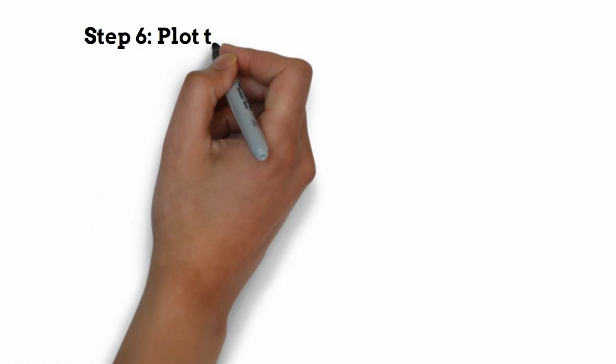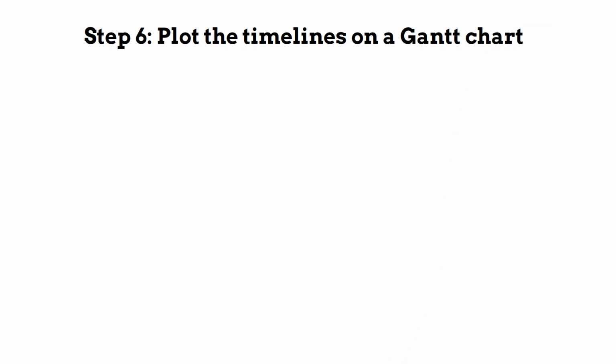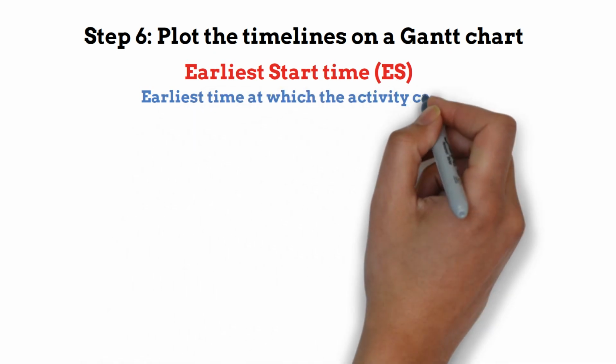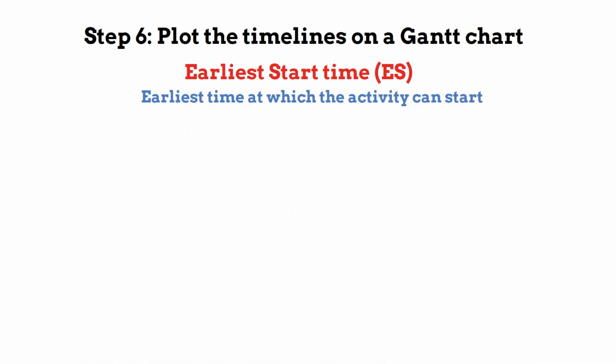Step 6. Plot the timelines on a Gantt chart. After identification of the critical path, we need to construct the Gantt chart with all the project timelines. Before constructing the Gantt chart, it is essential to understand a few terminologies. Earliest start time, or ES. It is the earliest time at which the activity can start given that its precedent activities must be completed first.